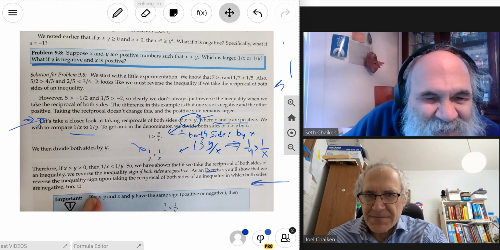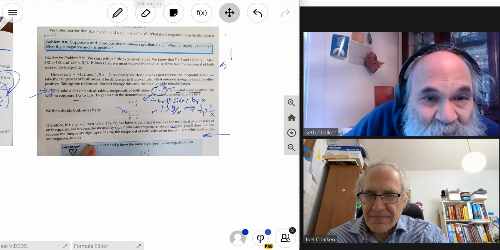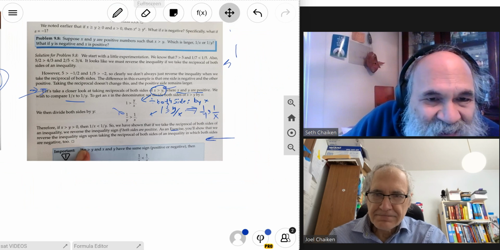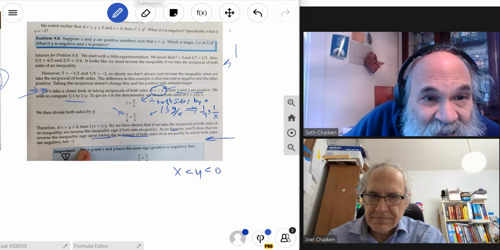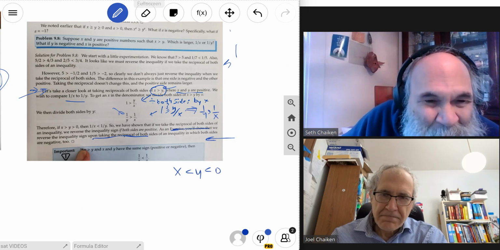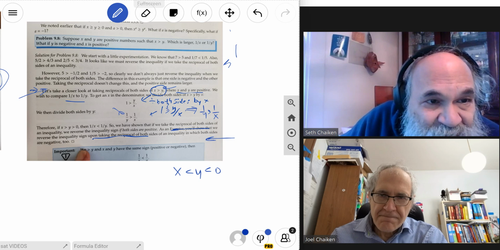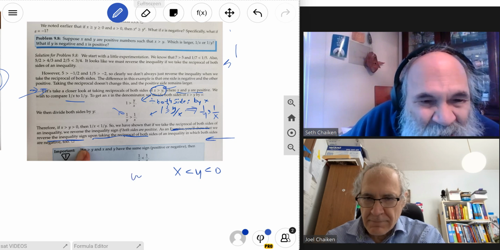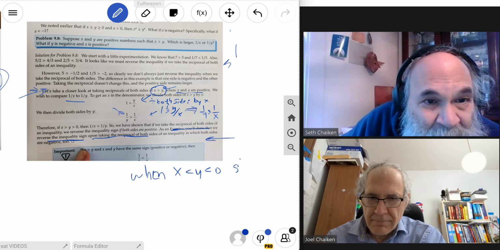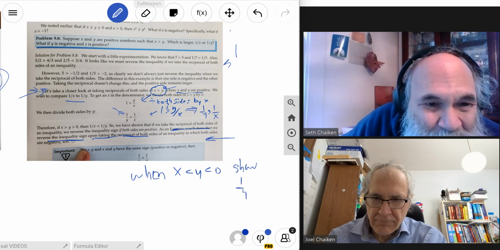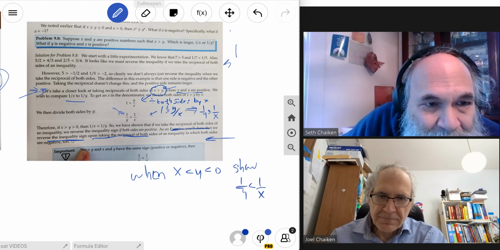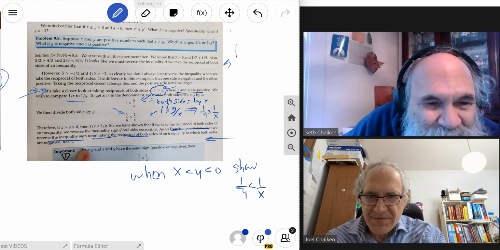So now we can give you some space. As an exercise, we'll show you that we reverse the inequality when x is less than y. Okay, let's make sure that's the exercise.